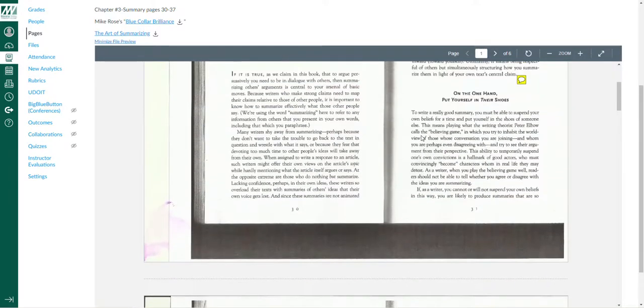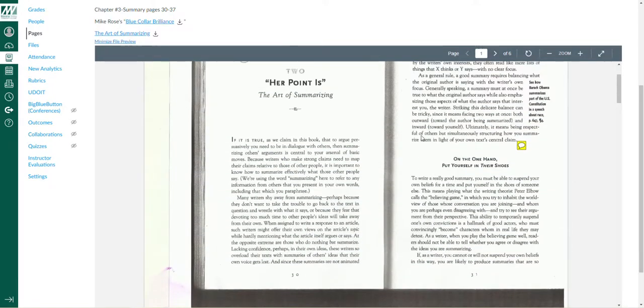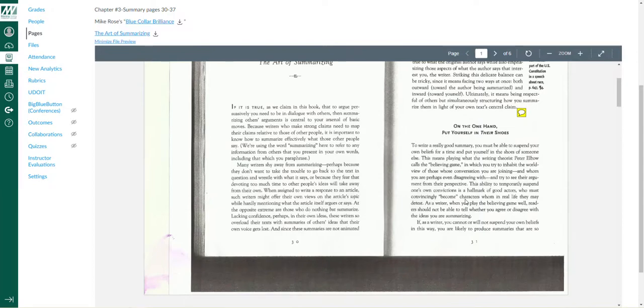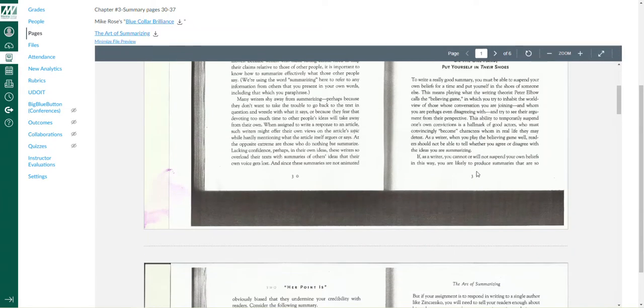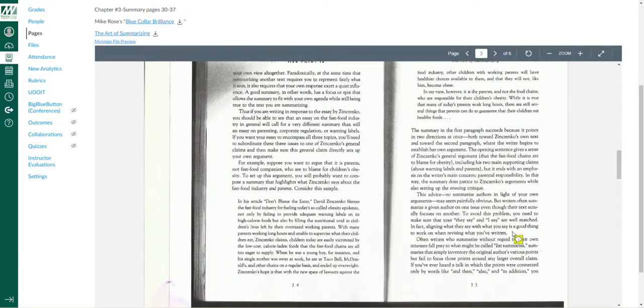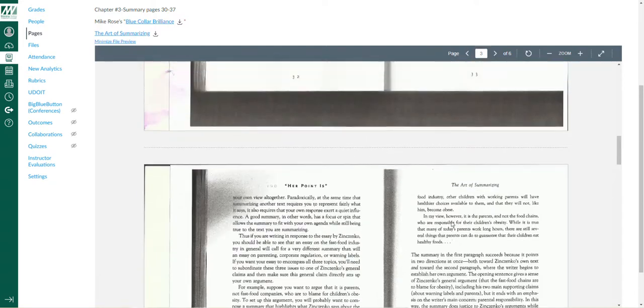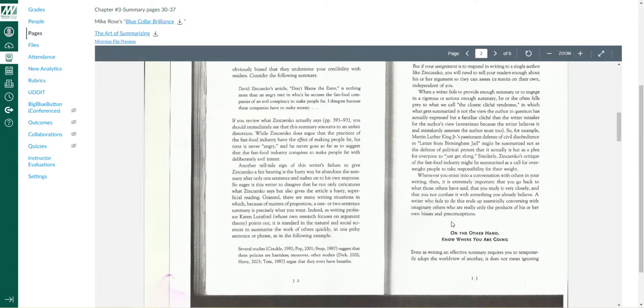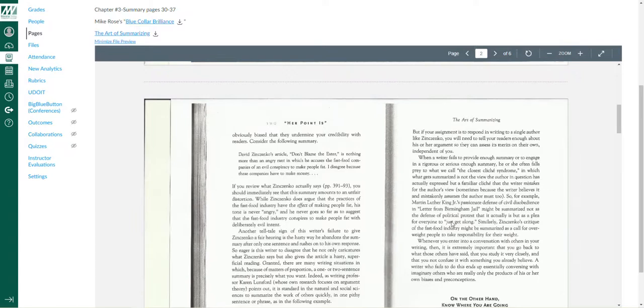I think it's very critical that you understand here, for example, that to write a really good summary, you must be able to suspend your own beliefs for a time and put yourself in the shoes of someone else. You can play the doubting and believing game here from Peter Elbow. Also, you want to avoid some of the traps. Now, we do have one of them marked here, which is the list summaries.